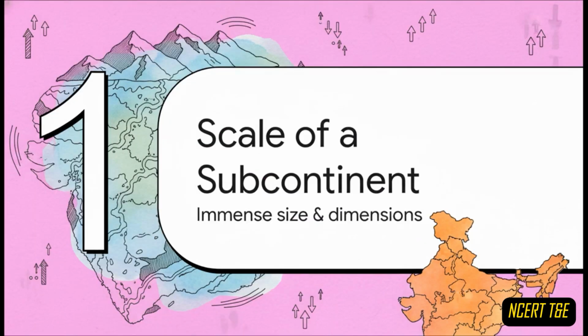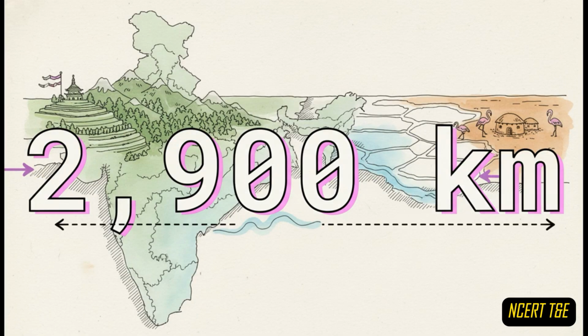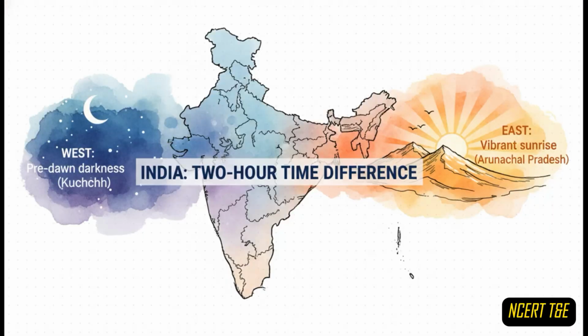That's a huge number, so let's try to put that into perspective. So yeah, that massive number brings us to our first big idea, really understanding the scale of this subcontinent. And probably the best way to do that is to look at the actual dimensions. If you go from Ladakh, way up in the Himalayas in the north, all the way down to the southernmost tip at Kanyakumari, you're covering about 3,200 kilometers. That's roughly the same as driving from London all the way to Moscow. And it's not just long, it's incredibly wide too. From Arunachal Pradesh in the far, far east to the Kutch region out west, you're looking at a span of about 2,900 kilometers.